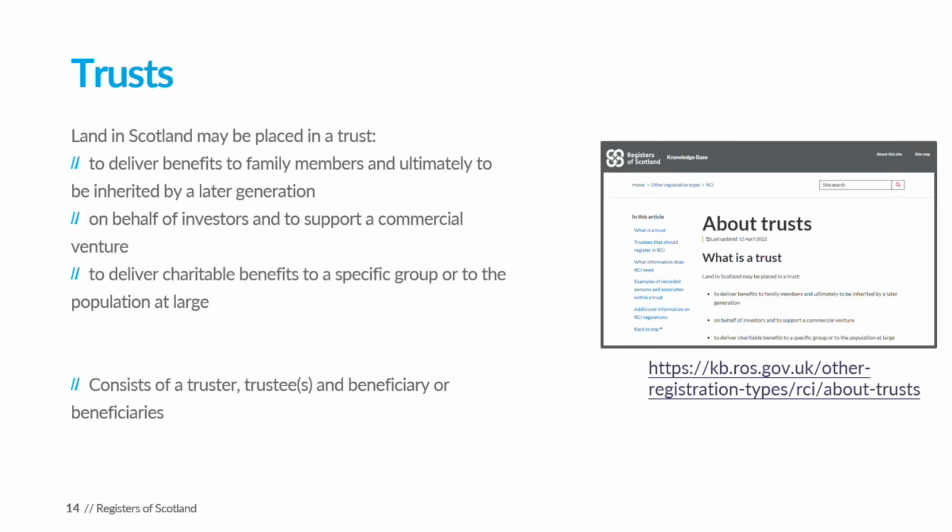Let's take a look at our 3rd classification, trusts. Land in Scotland may be placed in a trust to deliver benefits to family members and ultimately to be inherited by a later generation, or on behalf of investors to support a commercial venture, or to deliver charitable benefits to a specific group or to the population at large. Trusts generally consist of a truster, the person who sets up the trust over land or property, the trustee or trustees, those who become legal owners of the assets within the trust as named in the trust deed, and the beneficiaries, those who will receive certain benefits as set out in the trust deed.